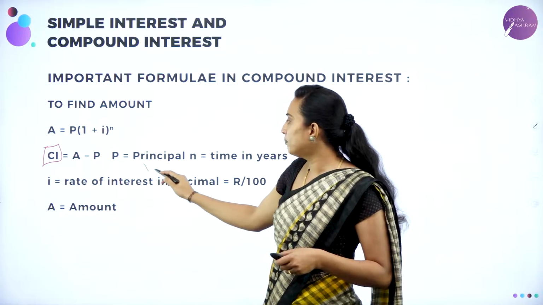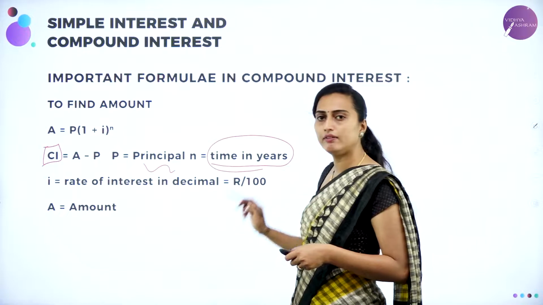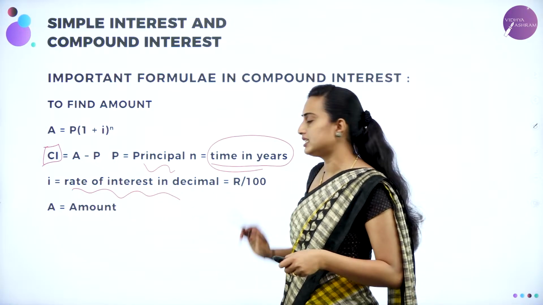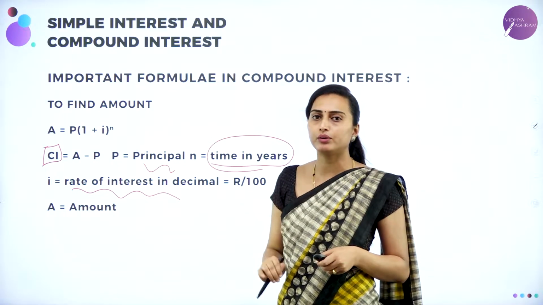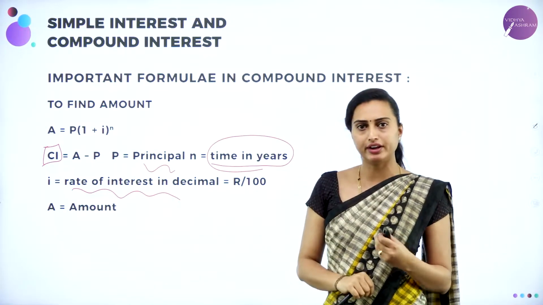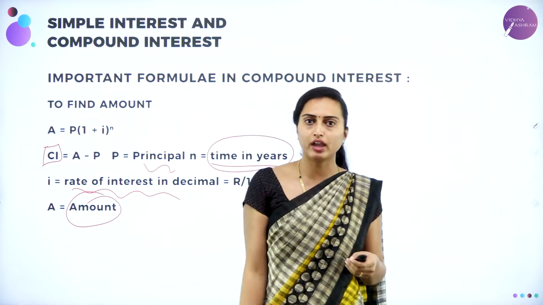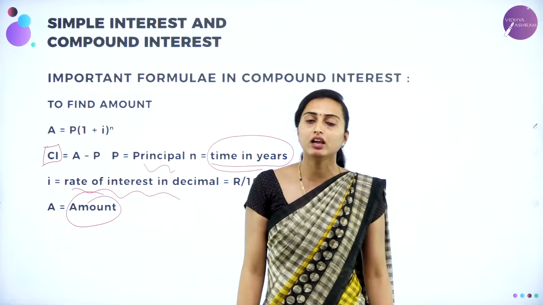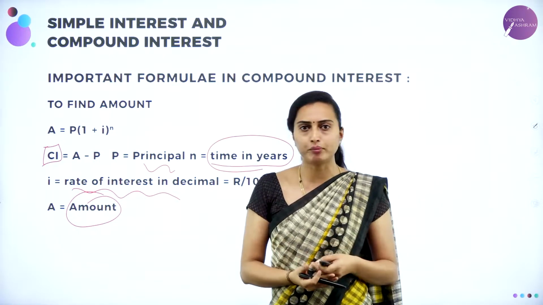P is the principal amount. n is the time in years that will be given, and I is the rate of interest in decimals. Rate of interest in decimals means R divided by 100 you are going to calculate. And A is the amount. So this is the basic formula to calculate the compound interest when they have given the amount and the principal.